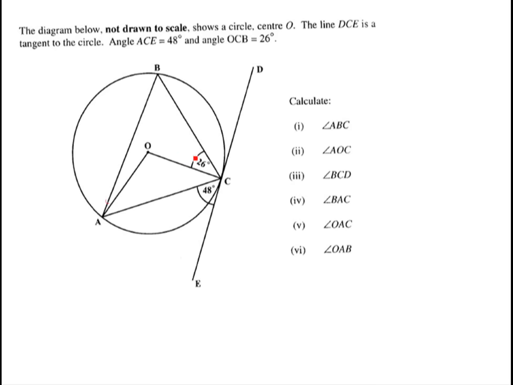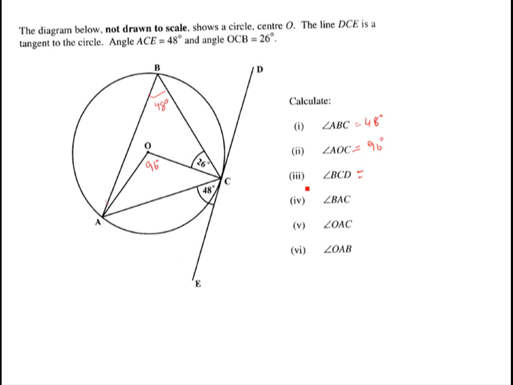This angle over here is 48 degrees, because the angle between the tangent and the chord is 48. The angle in the alternate segment, in the major segment, is 48 degrees. So we call this the alternate segment theorem. And this one is the angle at the center, which is twice the angle at the circumference, so it's 96 degrees. We already put a reason early on.